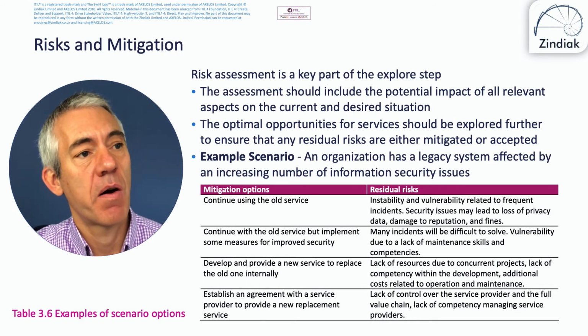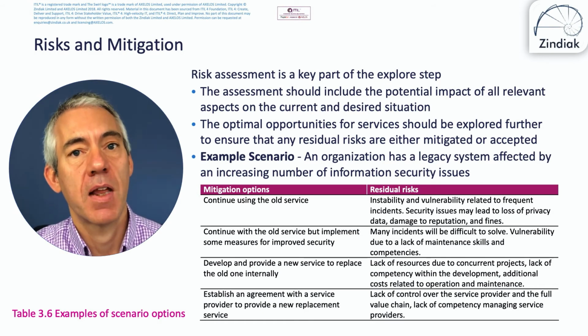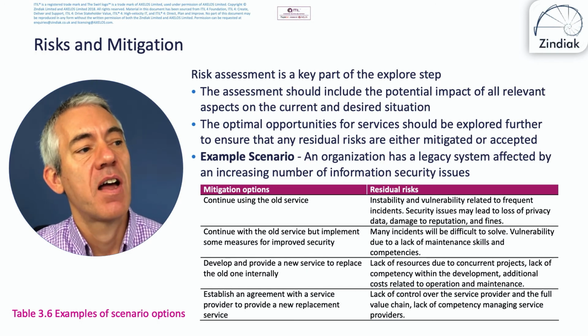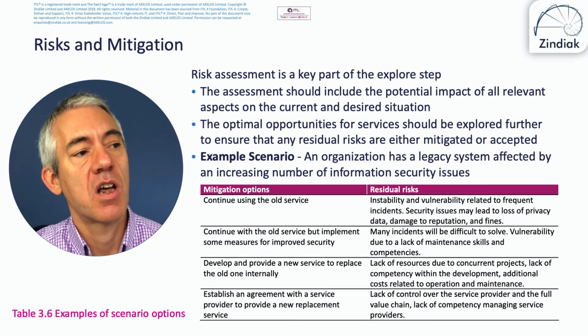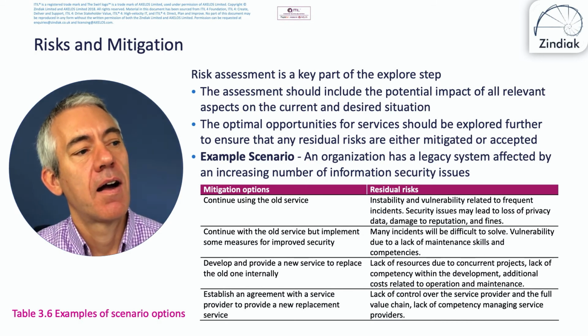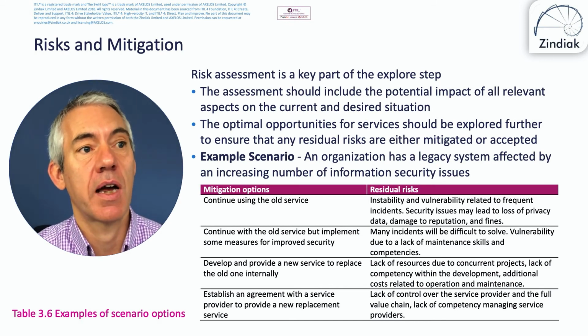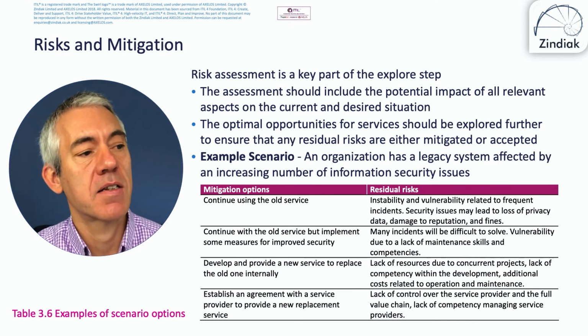So the example scenario on the slide is an organisation has a legacy system affected by an increasing number of security issues. That's the issue we have. And mitigation options. So continue using the old service, that's just, we'll accept it. We'll accept the risks that basically we might get hacked or we might have an information security leak. Or we can continue with the old service but implement some measures for improved security. So we're trying to mitigate it, we're trying to reduce the likelihood of a negative impact.